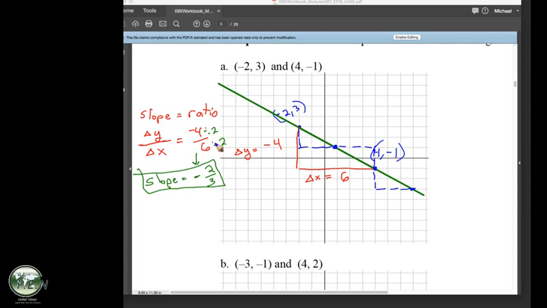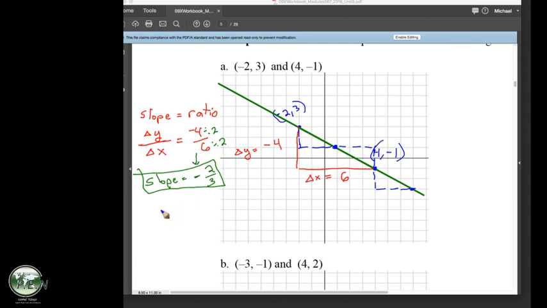What if I went down 8? If I went down 8, how far over would I have to go? 12. So any ratio of these. Does that make sense? Did I lose anyone there? Please tell me if I did. I would have lost myself because I'm very visual.